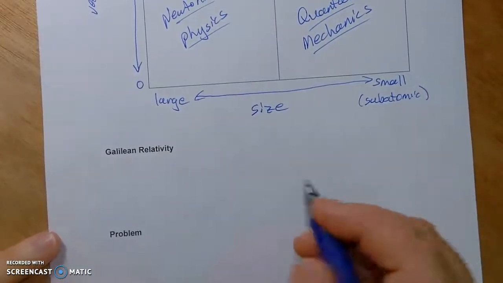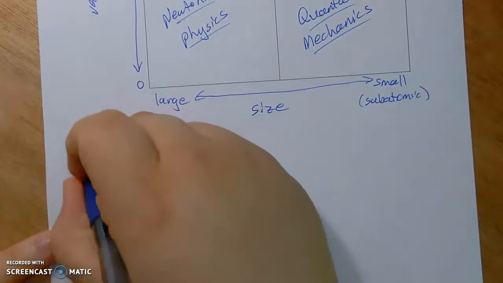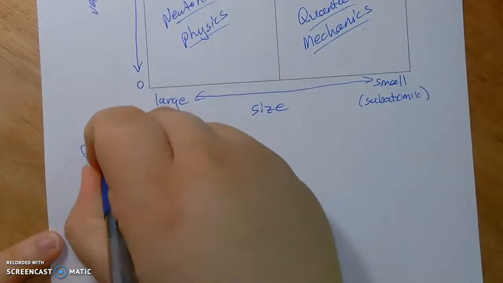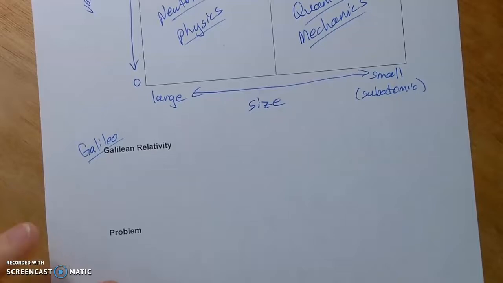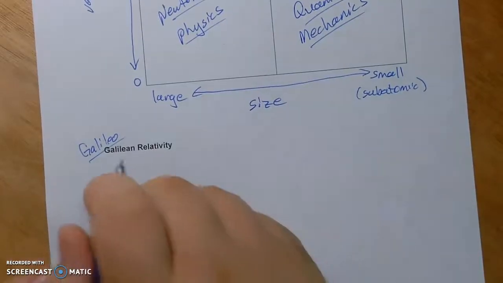Of course, the guy that came up with Galilean relativity was Galileo Galilei. Galileo. So make sure you have that name down. So Galileo developed Galilean relativity, which he, of course, just called relativity at the time.